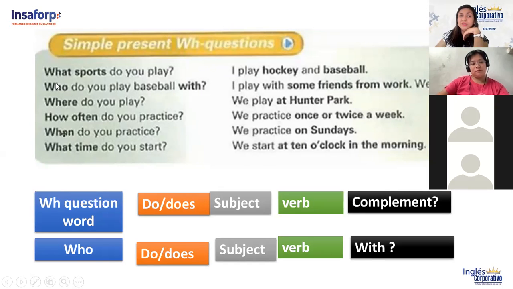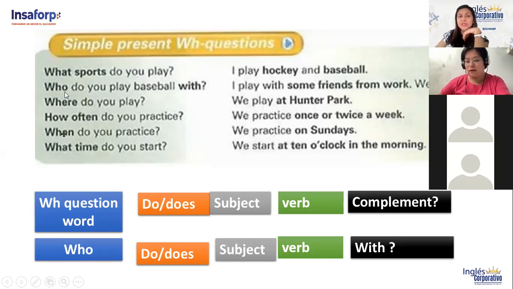Como está preguntando de alguien, ¿verdad? ¿Con quién? Para preguntar, ¿con quién juegas? ¿Con quién juegas baseball? Entonces usamos with. We need to add with. Who do you play baseball with?